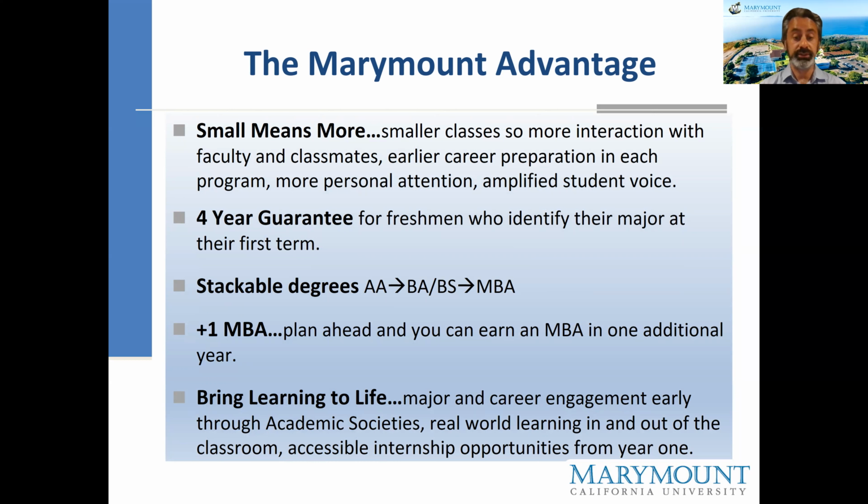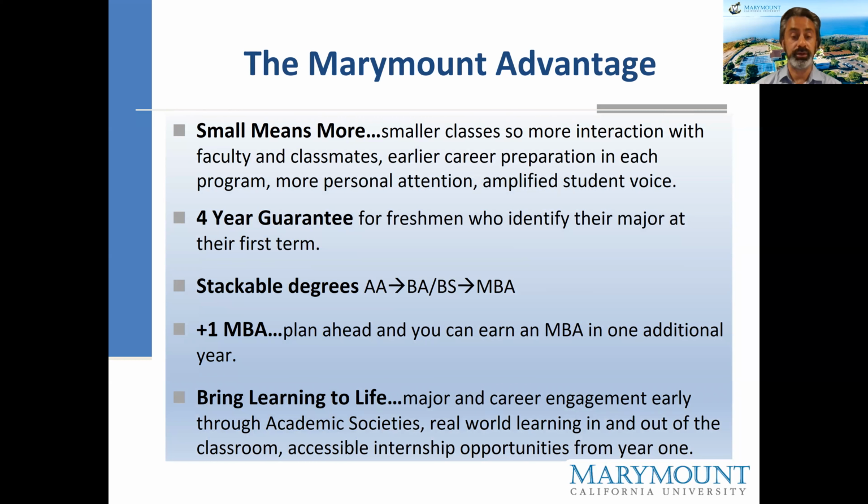We have stackable degrees, so you can get an AA on your way to a bachelor's degree, and all of our undergraduate majors are stackable within the MBA. In fact, students can take up to 10 units of MBA coursework as an undergraduate. So if that's something you're interested in, you want to make sure you're talking to your advisor and selecting electives that are MBA classes that you can take in your senior year, and that cuts the time down to completing the MBA.